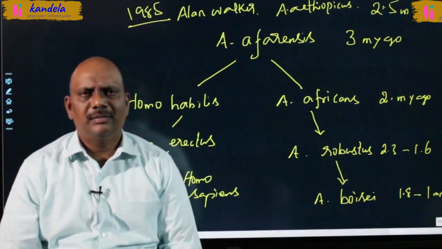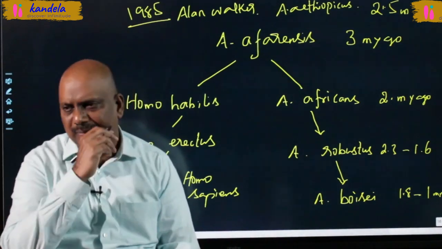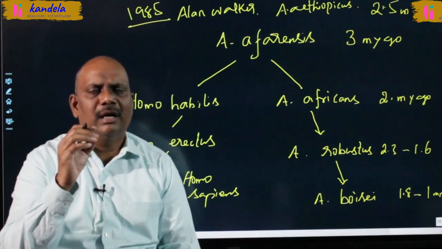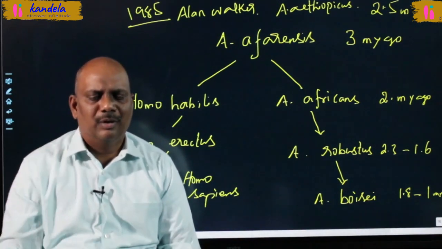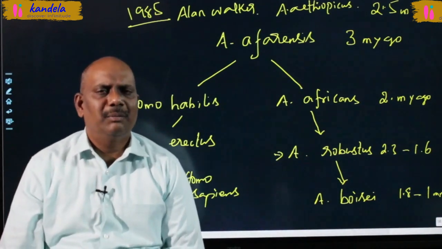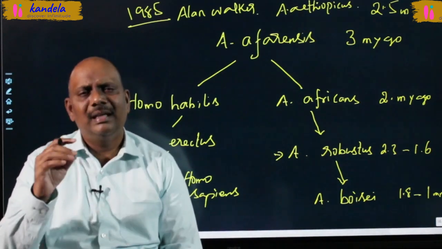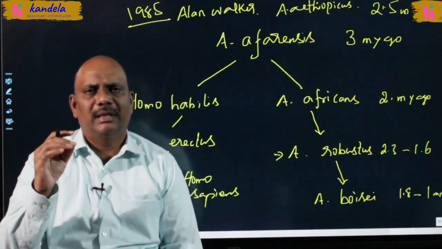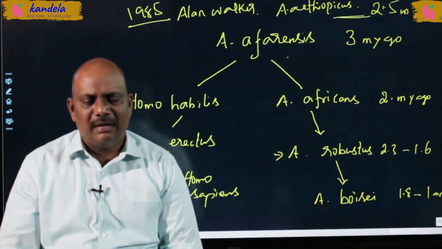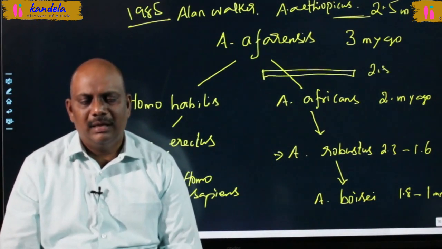There was some problem in accommodating this fossil in this table, because it had a number of features which are more progressive than robustus. So this ethiopicus is certainly a progressive Australopithecus when compared to robustus. As the age suggests, we cannot keep it here because it is 2.5 million years old.